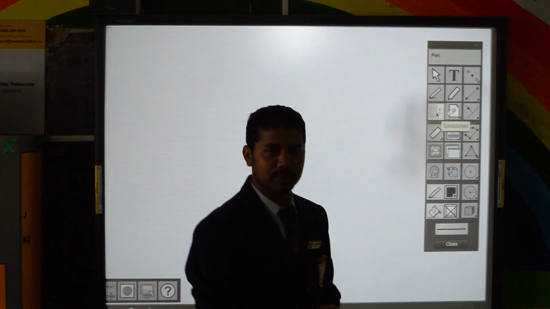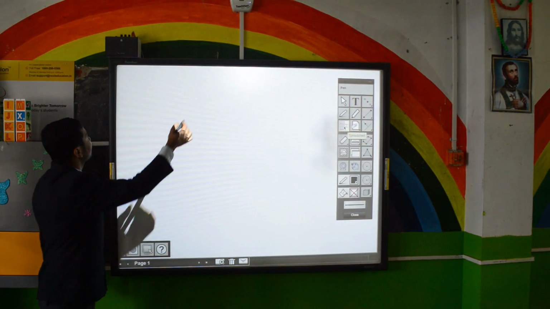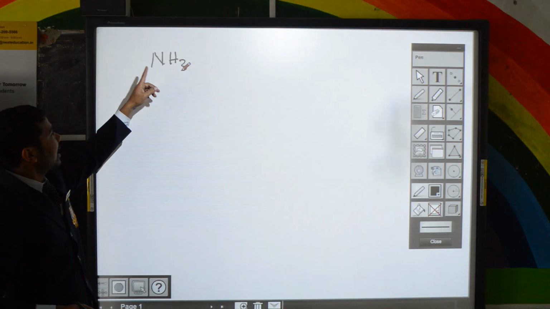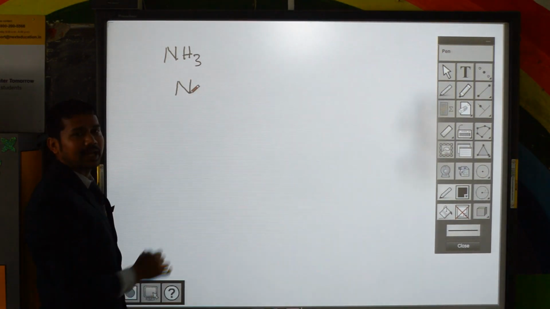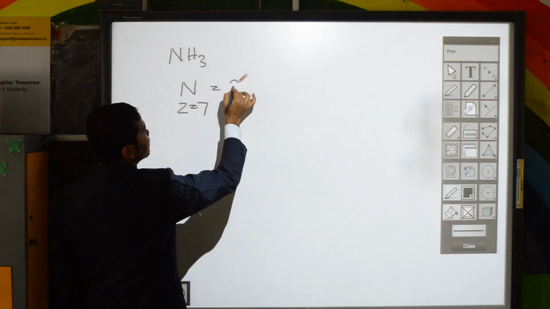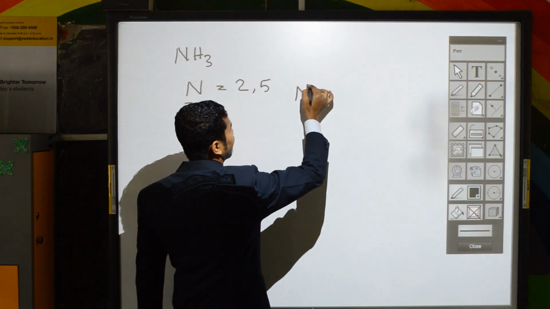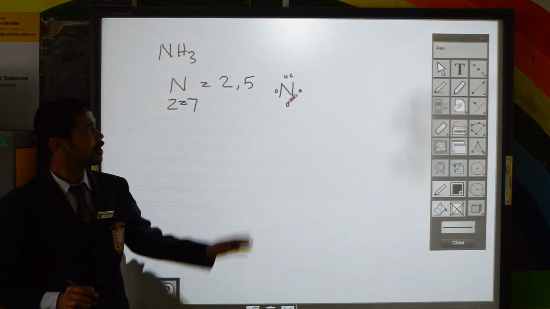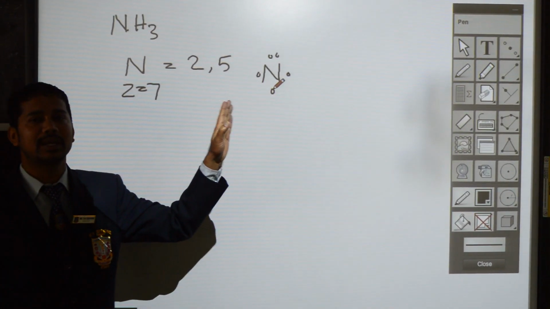Similarly in ammonia molecule, we know that the formula for the ammonia molecule is NH3. Here one atom of nitrogen is there and three atoms of hydrogen are there. If we see atomic number of nitrogen, that is 7, and its electronic configuration is 2, 5. If you look at the atomic structure of nitrogen, it is like this, means it has 5 electrons in the valence shell. To complete its octet, it needs 3 more electrons.